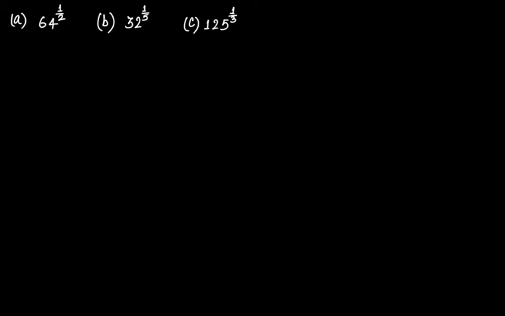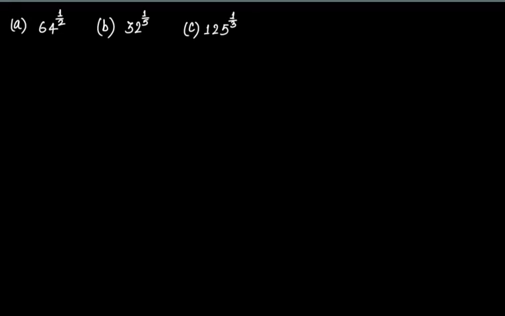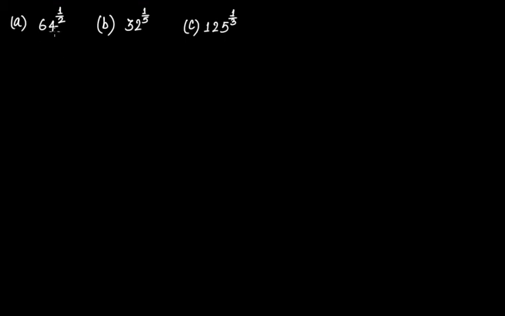So here you have 64 raised to power of 1 by 2. Now 64 raised to power of 1 by 2 means the square root of 64. Now square root of 64 is actually what? Square root of 8 multiplied by 8. Square root of 8 multiplied by 8 means what? That the answer is 8.